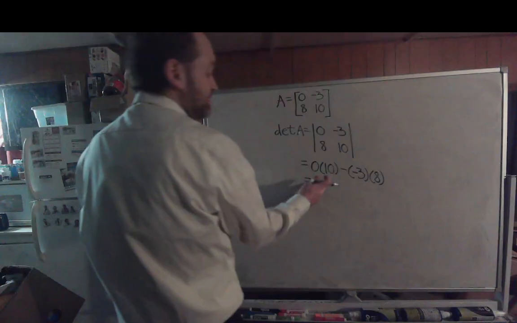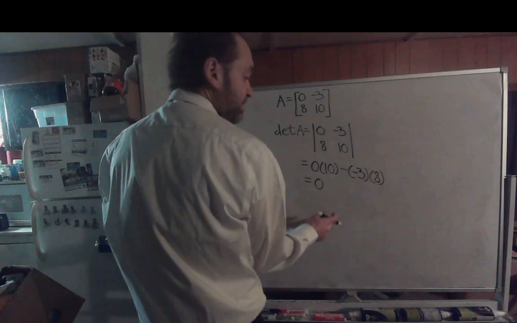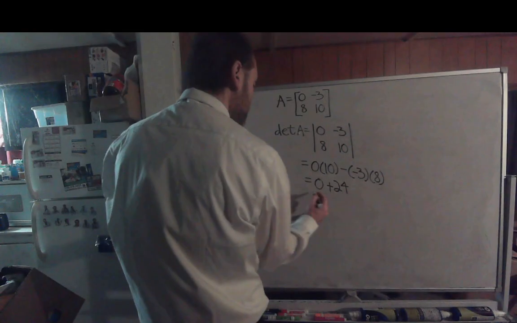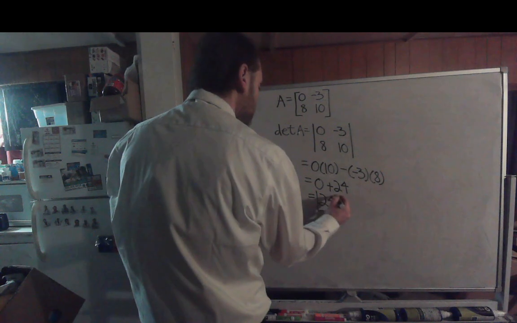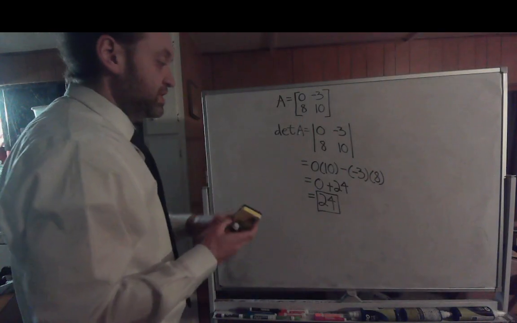Well, 0 times 10 is 0. Negative 3 is positive 3 times 8. That'd be positive 24. So the value of this determinant would be 24. You end up getting 24 as the value of this determinant.